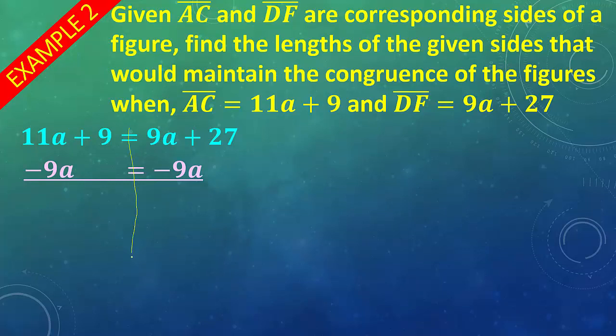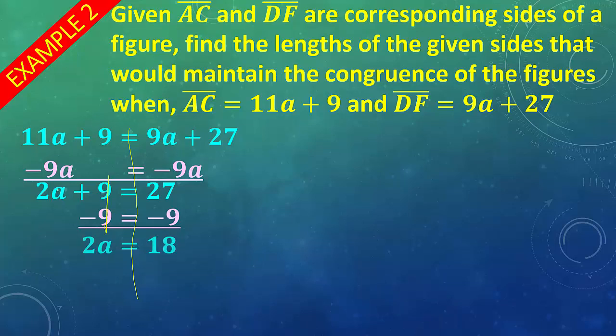So basically we've got this line again, which will give us 2a plus 9 equals 27, and then we would subtract 9 from both sides, because remember we want to isolate the variable. That zeroes it out to give you 2a equals 18, and then finally you divide both sides by 2 to get a equals 9.